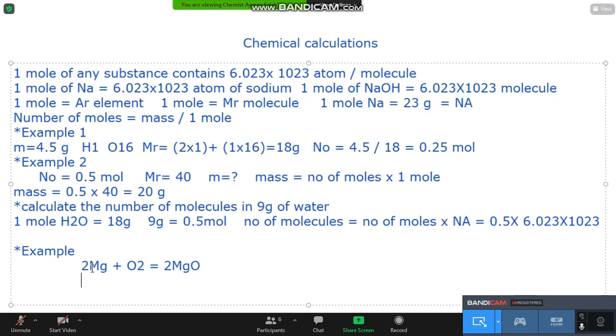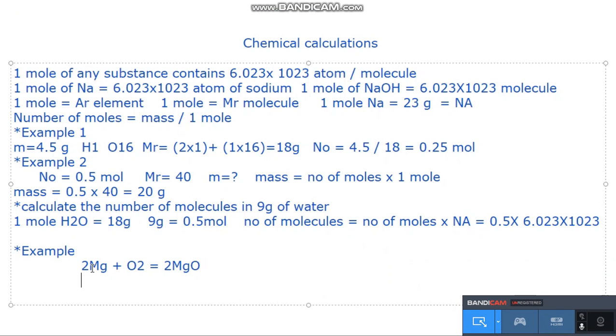Magnesium, 2 moles of magnesium equals... to calculate 2 moles of magnesium, we multiply 2 by the mass number of magnesium, or the AR of magnesium. The AR for magnesium is 24.